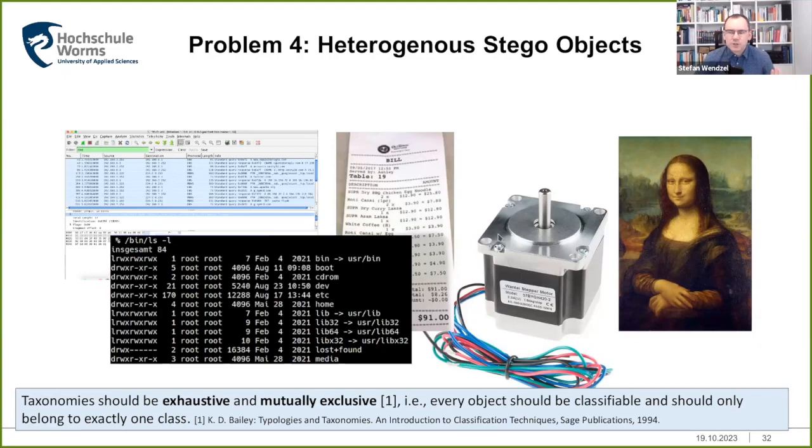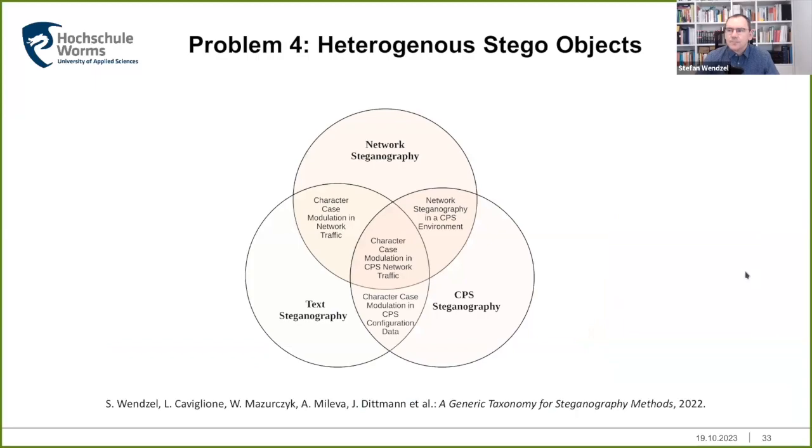You always have to check that every idea fits in one category and that every technique must be categorizable, but only in one category. And that means that taxonomies should be exhaustive and mutually exclusive. And this is so far the case because we abstracted from the context.